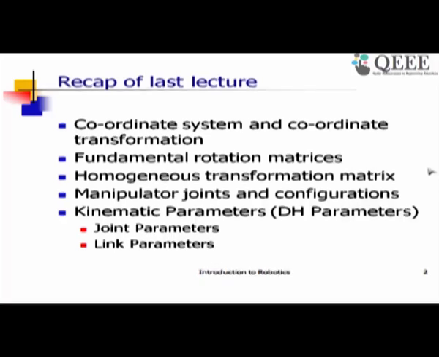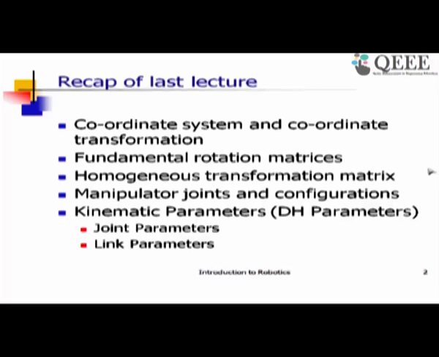After that, we looked at two important sets of parameters. We discussed the joint parameters and link parameters, also known as Denavit and Hartenberg parameters, which describe the configuration of a manipulator. For each pair of joint and link, we can identify two joint parameters and two link parameters. Out of the two joint parameters, one is a constant and the other is a variable. The two link parameters are always constant for a given manipulator. That was what we discussed in the last class.